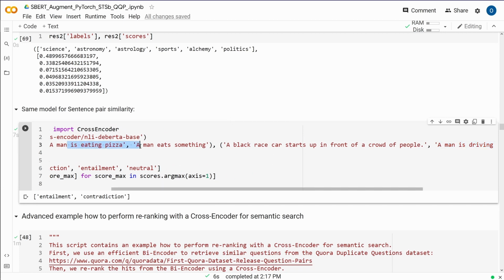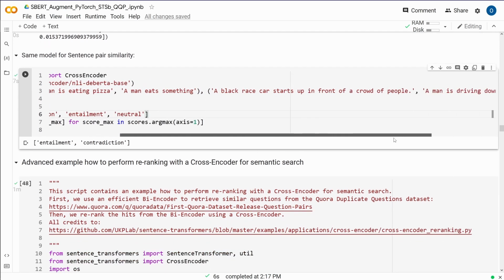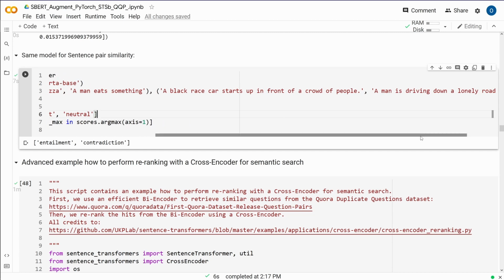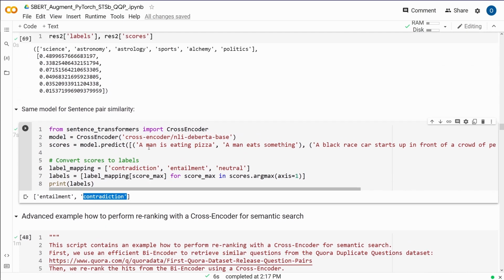And of course, the first is related. There we have an entailment, so they are somehow correlated. And the second sentence pair, with the black race car and a man is driving down a lonely road, is not related, or as they call it, a contradiction. It's a label that tells me, no, it's not correlated. And you see, this is the model, this is the predict function, and this is it. The label mapping is exactly this. We have here no, yes, and neutral. We have defined a label for all parts. We just print the labels, and this is it.